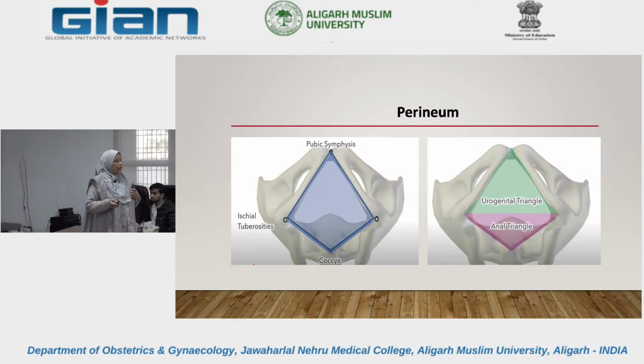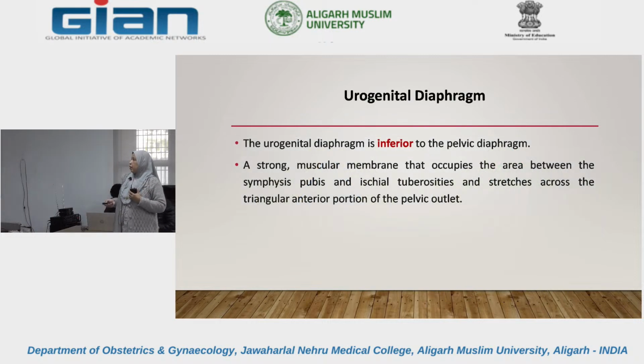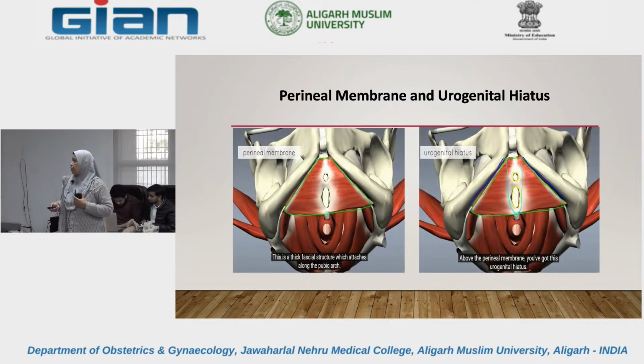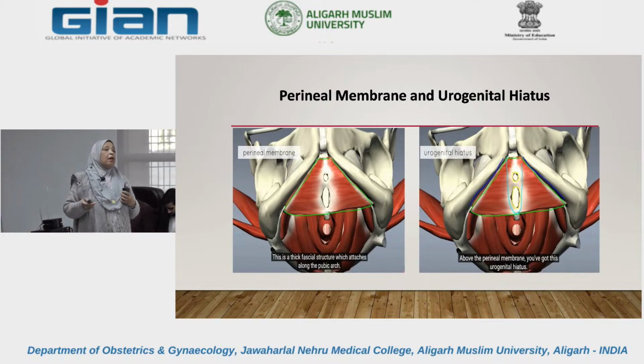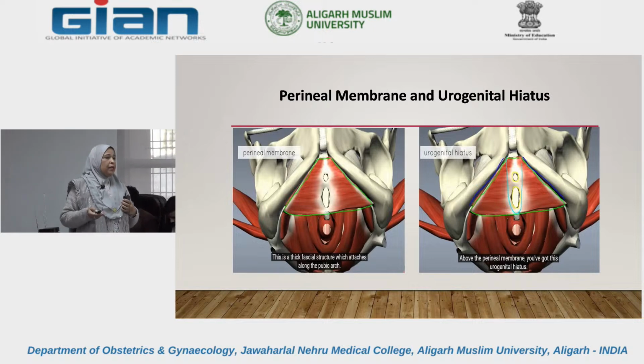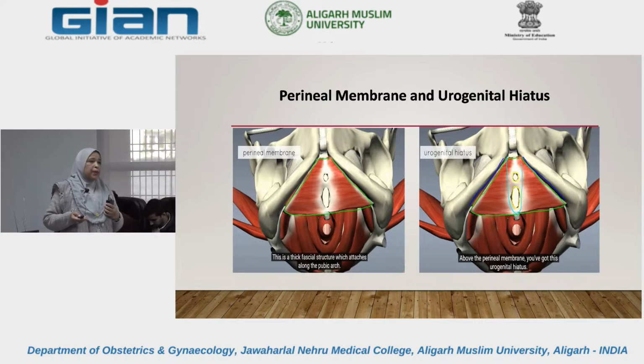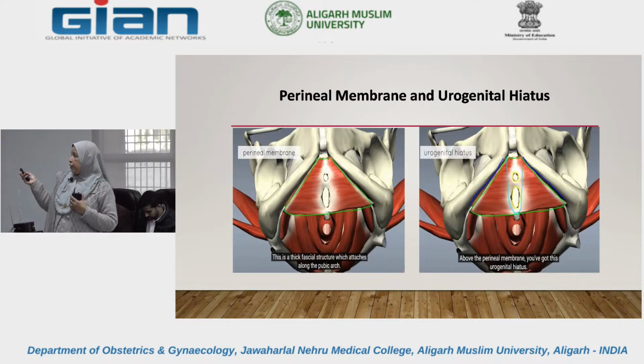So what passes through the anterior triangle? As the name urogenital triangle suggests, it permits the urethral meatus and the vagina. Next is the perineal membrane. It is a triangular membrane bounded by the boundaries of the anterior triangle, and there are 2 openings, the urogenital hiatus, which permits the opening of the urethral meatus and the vagina.